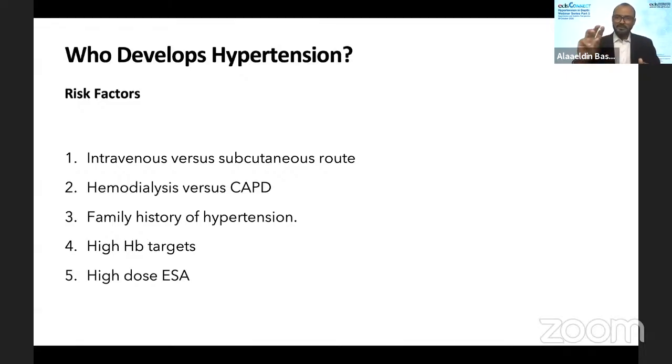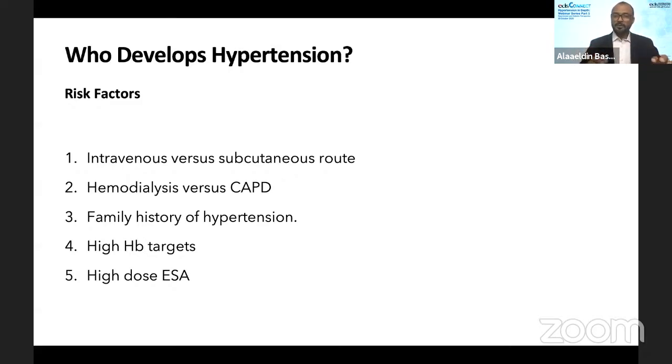So there are a couple of factors. If it is there, then there is an increased likelihood of developing hypertension. One of them is if I use these agents intravenously rather than giving them subcutaneously. If you use it IV, the chances of hypertension are higher. If the patient is on hemodialysis, his chances are higher than being on peritoneal dialysis. If there is a family history of hypertension, the chances of hypertension are higher.